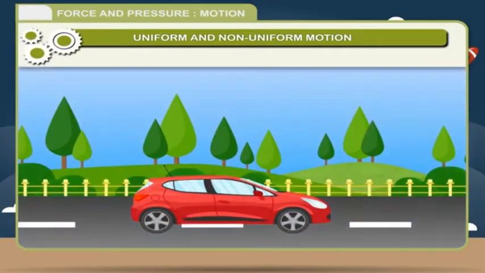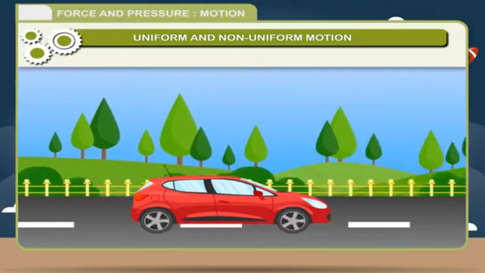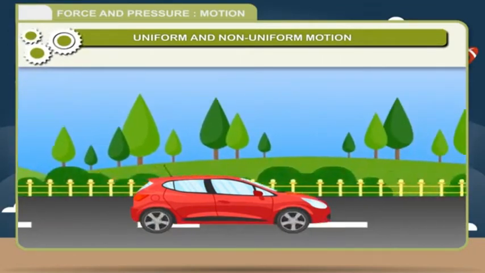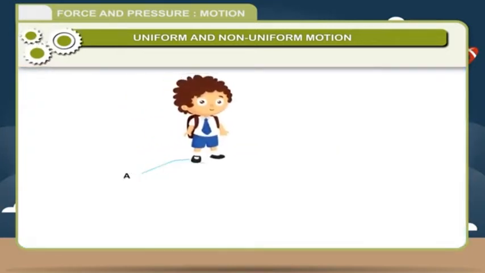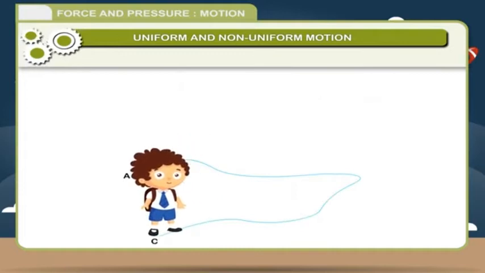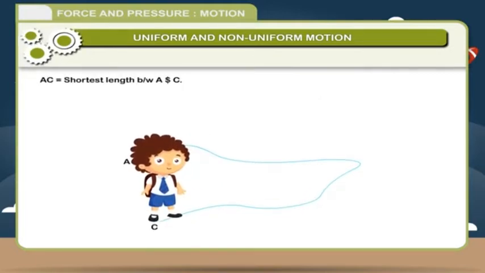Displacement. The length of the path traveled by a body in a certain interval of time in a specific direction is called displacement. Example, in a figure, the person moves from point A to C. The displacement AC is equal to the shortest length between A and C. It is the shortest length between the initial and the final position of the body. It is a vector quantity because it has both magnitude and direction. Its units are centimeter in CGS and meter in SI.